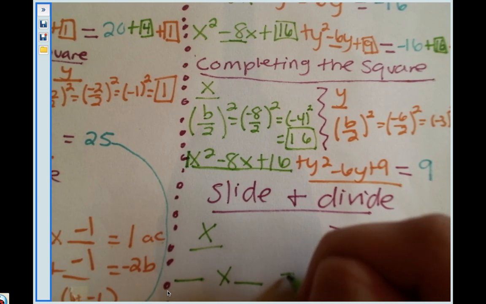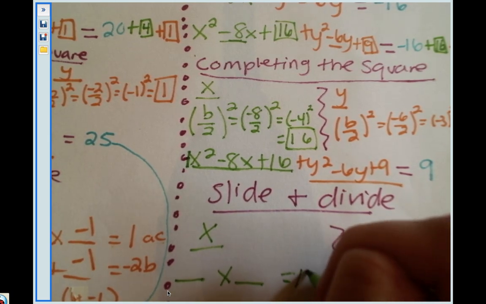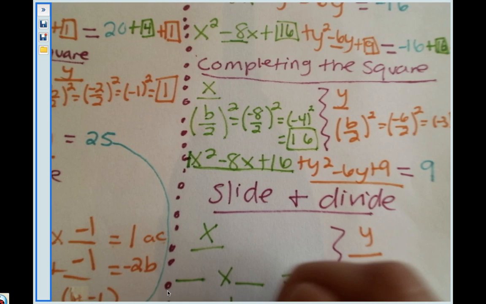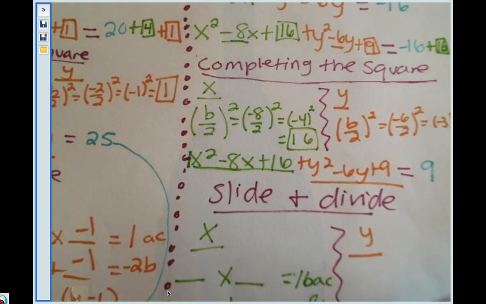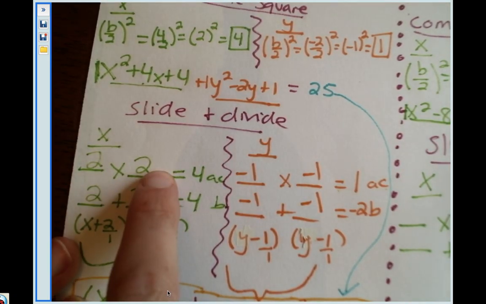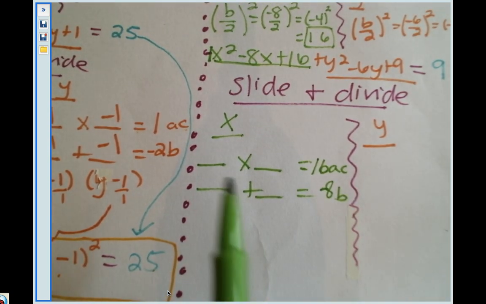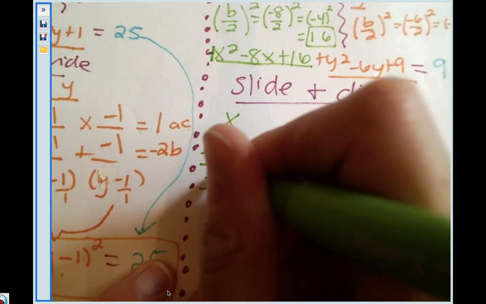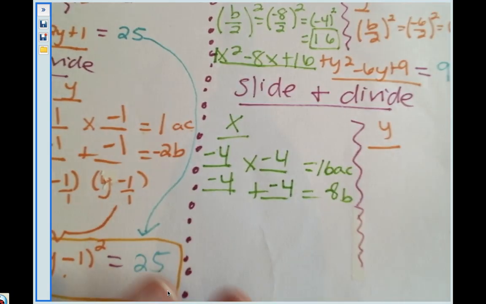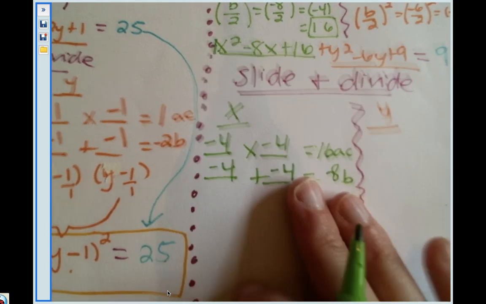So I want to find two numbers that multiply to be AC, which is 16, and add to be B, which is my negative 8. And remember, you guys, if we do it correctly, these two should be the same. So which two numbers both multiply to be 16 and add to be negative 8? Oh man, it is negative 4 and negative 4. Clawsome, you guys. Board slapper.